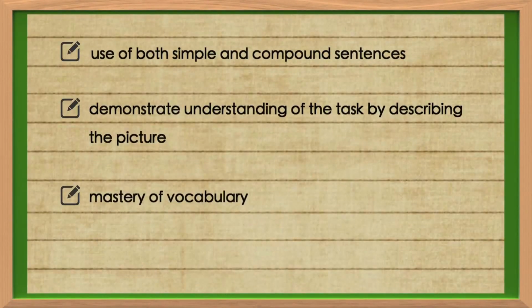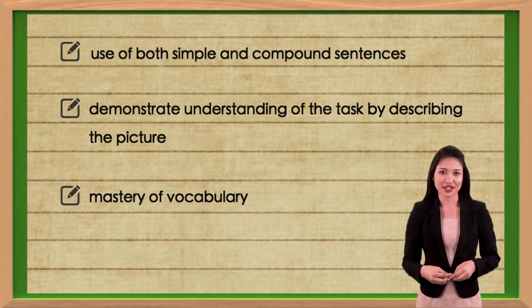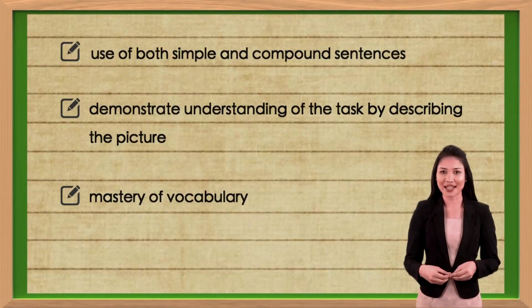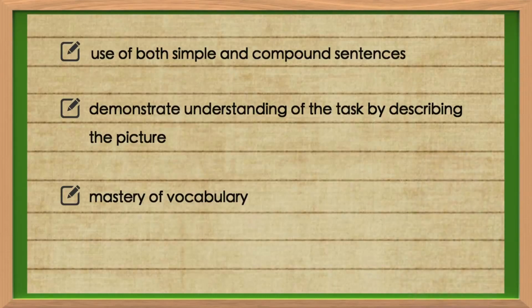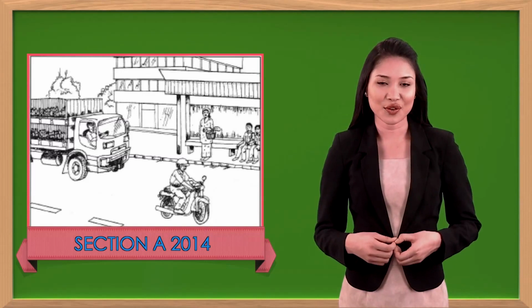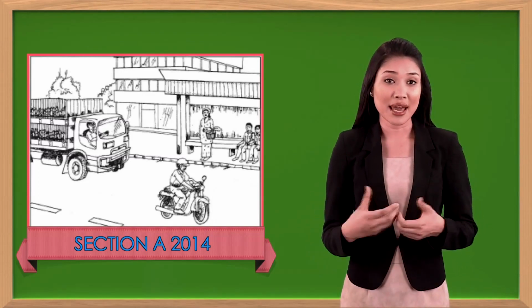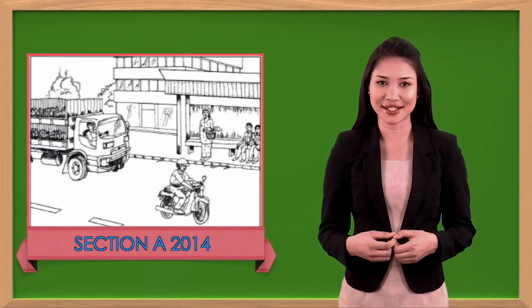Mastery of vocabulary. Knowing a lot of words can give you an advantage for this section. A strong vocabulary bank can help pupils describe the elements in the pictures clearly. For example, let's look at Section A in 2014 again. First, think of all the suitable words that may be helpful to write your sentences.